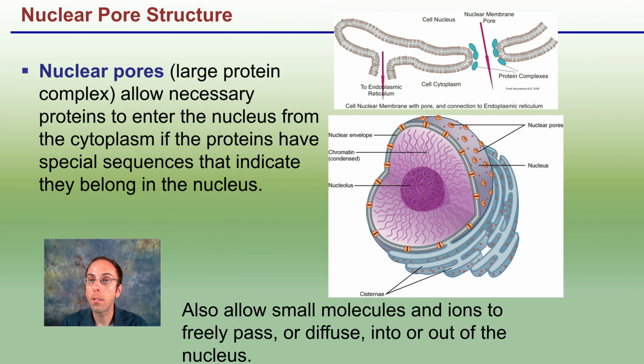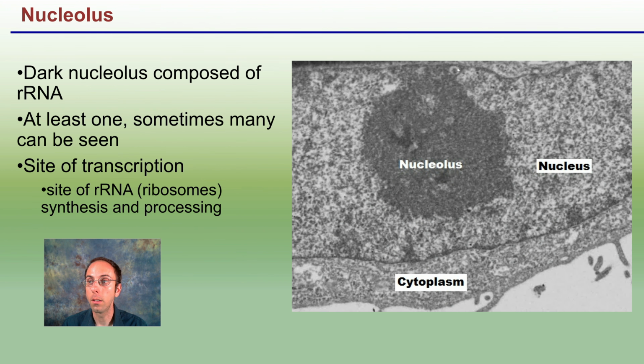A lot of viruses and other things that want to take over the cell want to find a way to get into the nucleus. So these pores are that regulation step. Now, small molecules such as ions freely pass and diffuse into and out of the nucleus, but the larger ones have to go through the pores, and those are regulated.